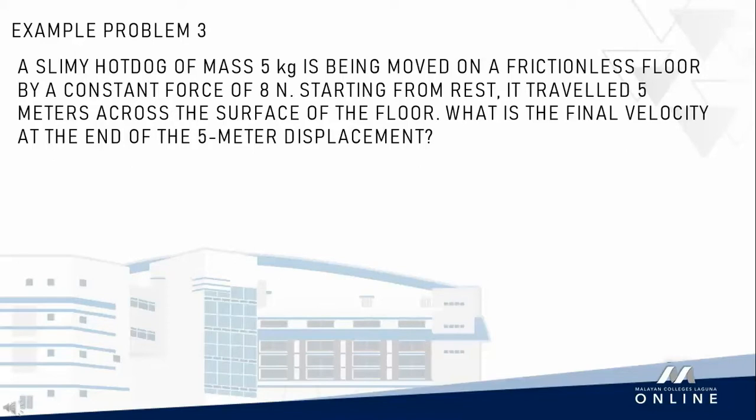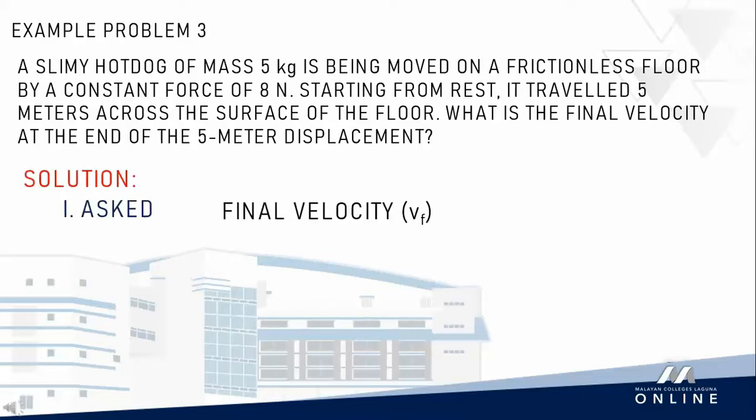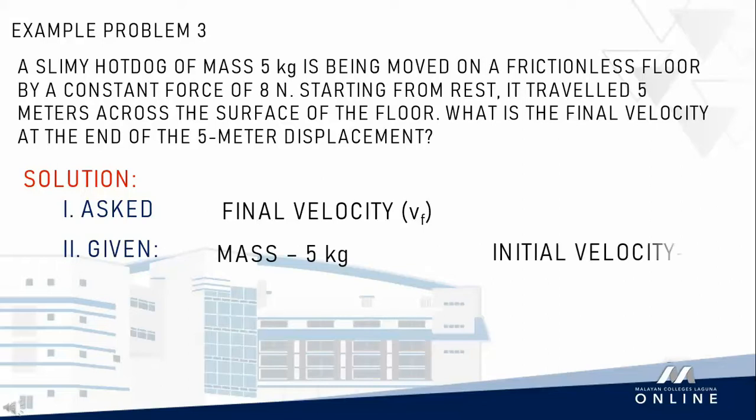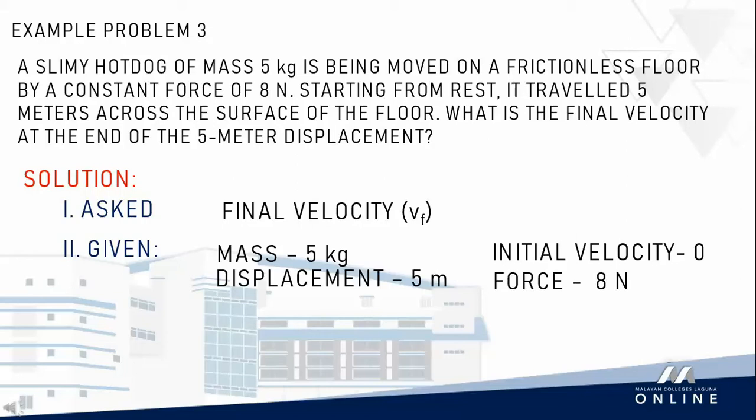Okay, let us see if we get the same answer. In this problem, you are to determine the final velocity of the hot dog. Given in the problem are the mass of the hot dog, the initial velocity of the hot dog, the displacement traveled by the hot dog, and the force on the hot dog. To get the velocity, we will use the same formula as we used in the previous example: the square root of 2 KE over m.